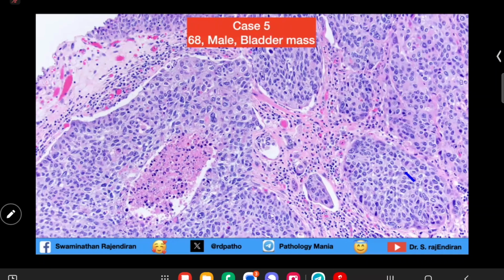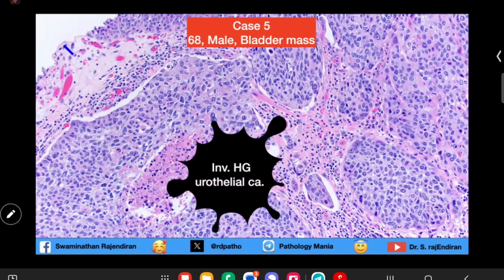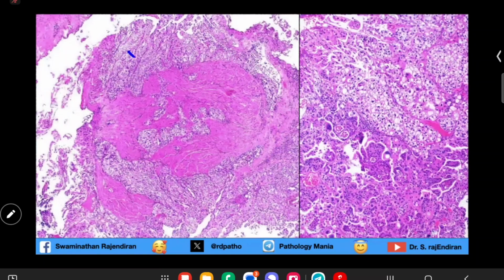Case number 5, you see the touch of urothelium, but they are invading into nests in the subepithelium. This is the denuded normal urothelium here. So this is an invasive high-grade urothelial carcinoma. Here you can see the muscle invasion.